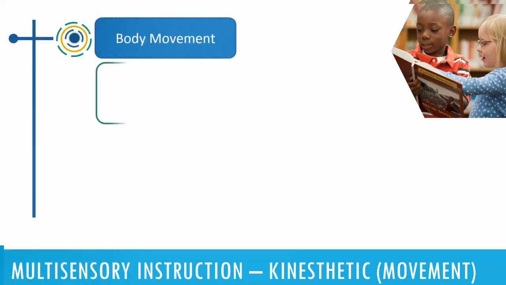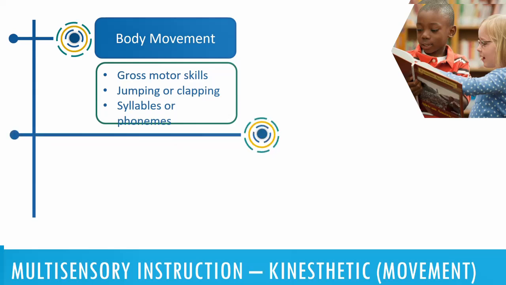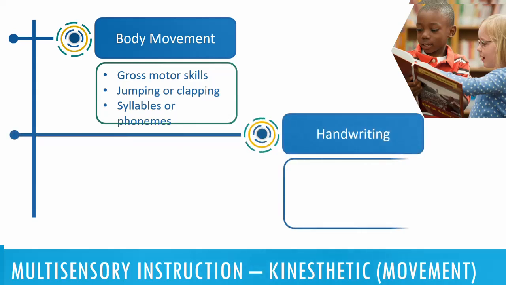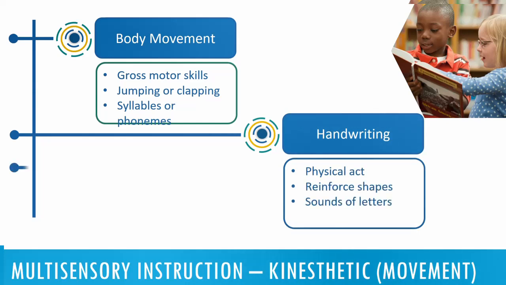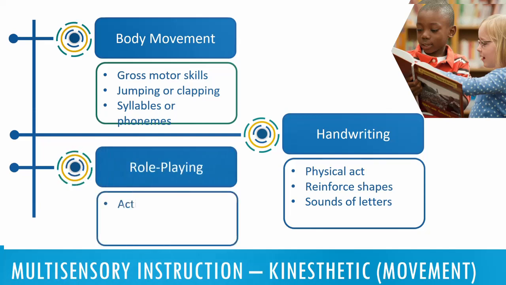Kinesthetic (movement). Body movement: using gross motor activities like jumping or clapping to represent syllables or phonemes. Handwriting: the physical act of writing can help reinforce the shapes and sounds of letters. Role-playing: acting out stories or concepts to deepen understanding.